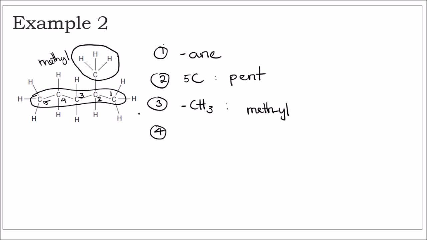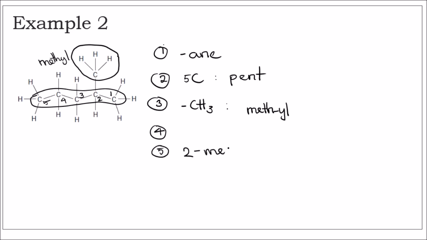So step 4 is just to number the longest carbon chain from the end closest to the branch, and then I can move on to step 5, which is to name the molecule. The very first part of the name is the very last thing that I've just done, which is the location of the branch, which comes out of carbon 2 of the longest chain.